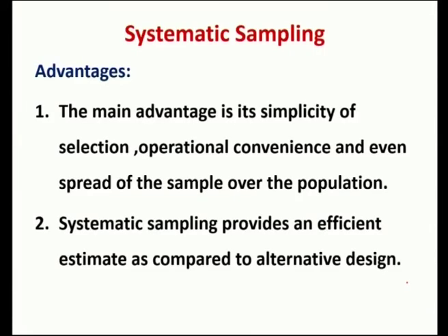Now, we will see the advantages of systematic sampling. The main advantages are its simplicity of selection, operational convenience, and even spread of the sample over the population. Systematic sampling provides an efficient estimate as compared to other alternative designs.